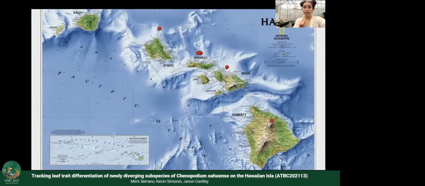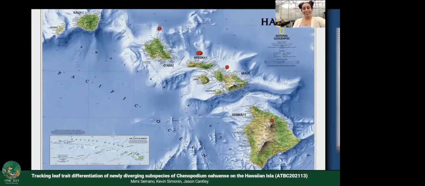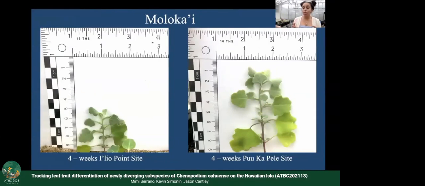The last site is on the Big Island and is subalpine in habit. So it lives above the cloud line. They sometimes even get snowed on. Yeah, it snows in Hawaii. Here we have two images of two different populations on the island of Molokai, both at 4 weeks' worth of growth. On the left-hand side, we have our Elio Point population, which exhibits a prostrate growth habit.